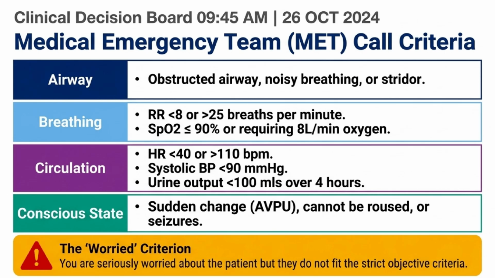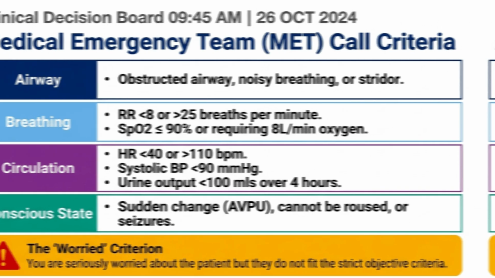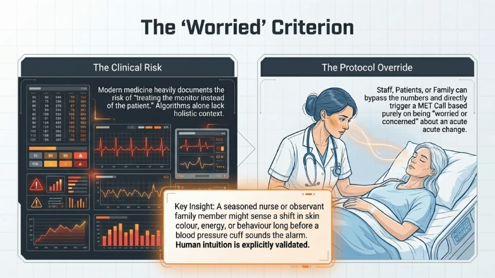I look at all this data, the color-coded charts, the strict numerical criteria, and I wonder, isn't there a danger of clinicians just treating the monitor instead of looking at the actual human being in the bed? That is a very well-documented risk in modern medicine, and it is precisely why the most brilliant and vital part of these guidelines is what they call the worried criterion.